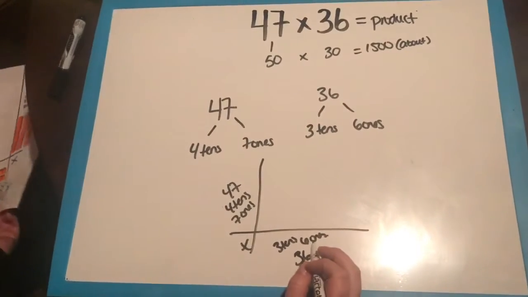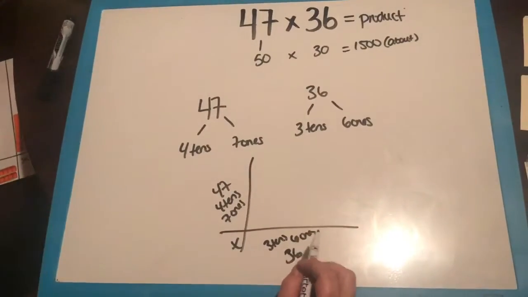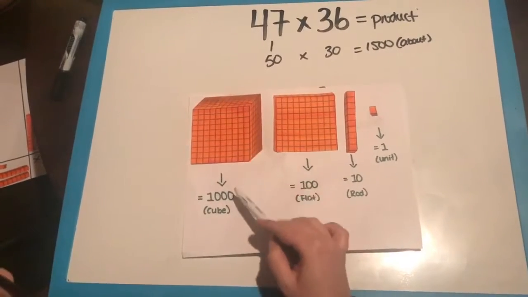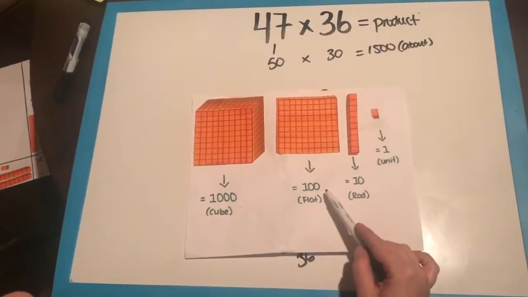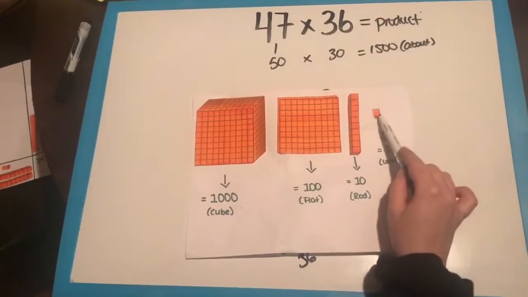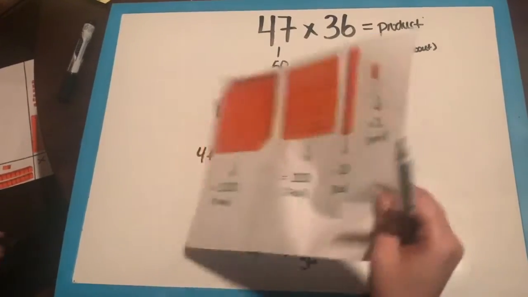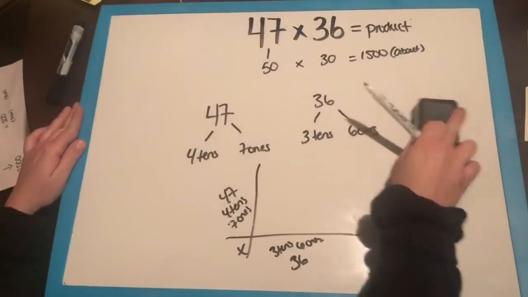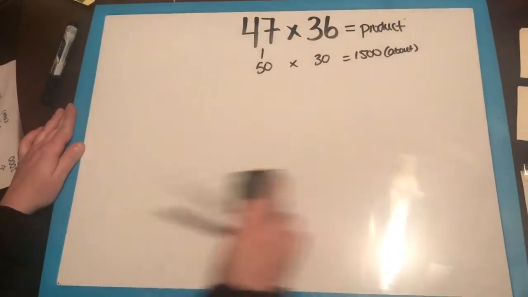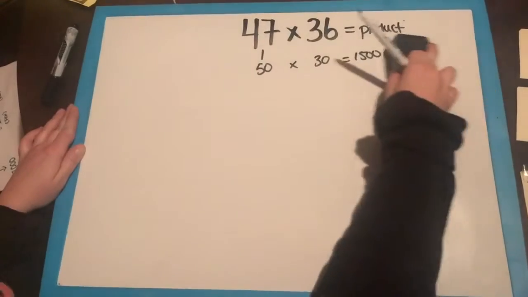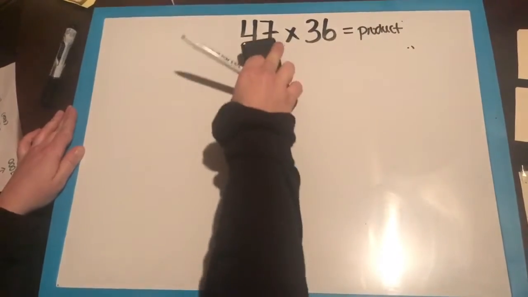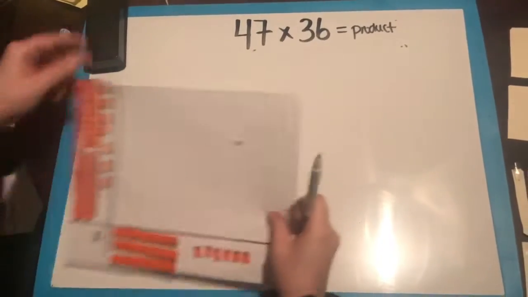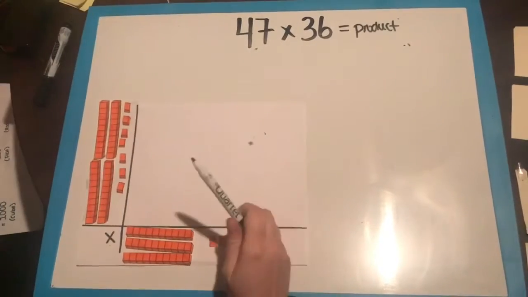So to show what it looks like more in terms of base 10 blocks, let's just have a refresher of what each block represents. So our cube represents 1,000, our flat represents 100, our rod represents 10, and our unit represents 1. So using our same multiplication grid that we have here, we're just going to bring the base 10 blocks into place so we can have a better visual of what we're actually doing, and we can see our product a little more easily.